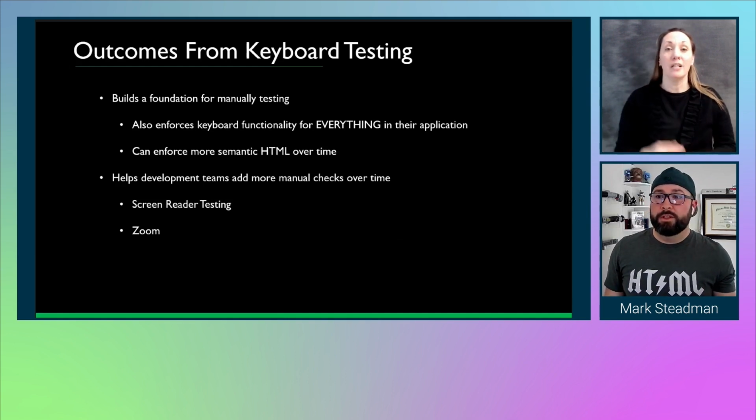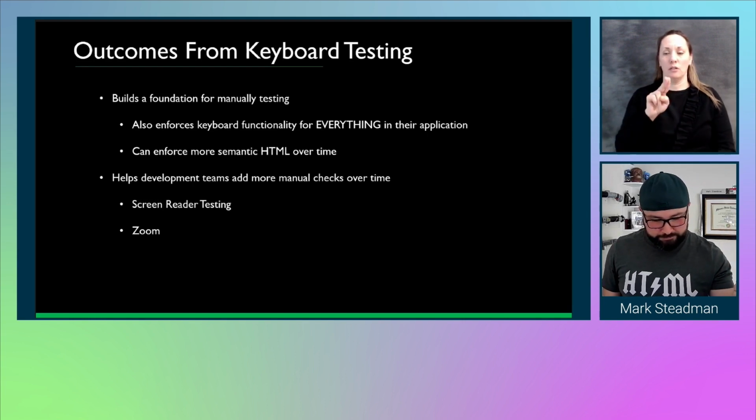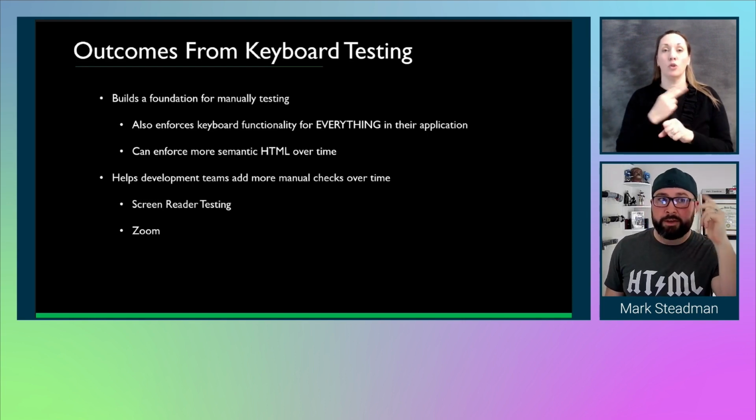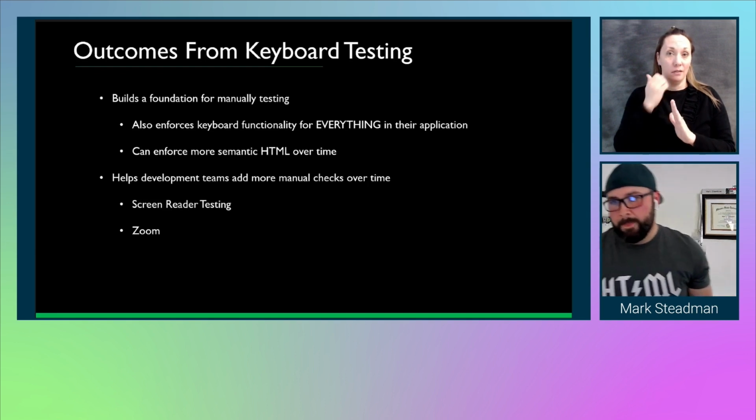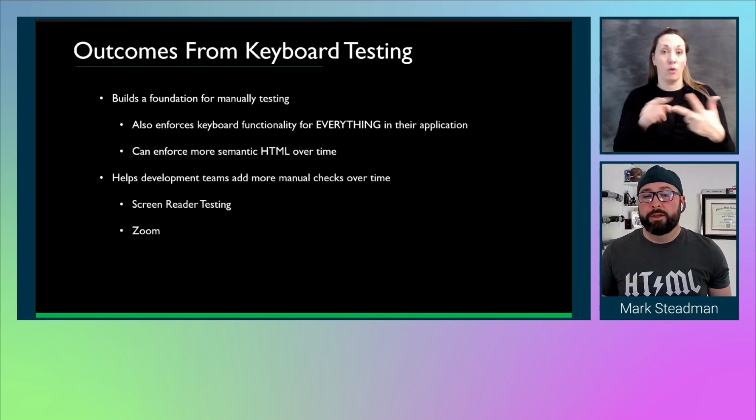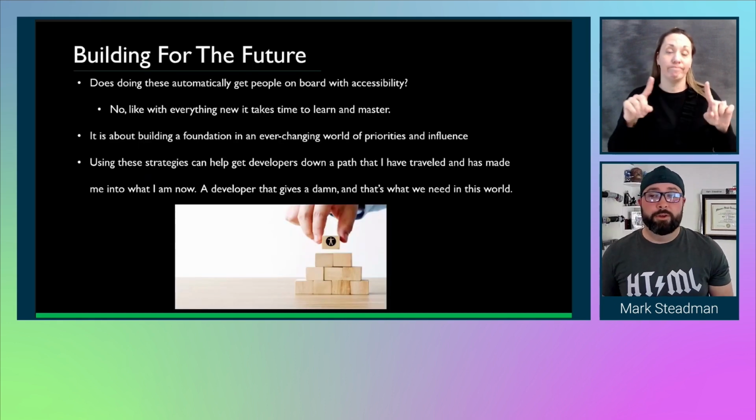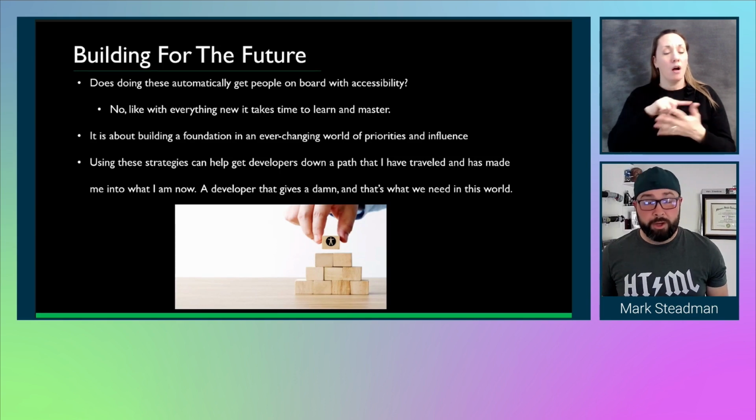And so those are the three big ones, right? Automation, using the 10 minutes a day challenge, and keyboard testing. And using those three in tandem or one or the other has led to great outcomes from it. So what does this all mean though, right? And why all of you are here.